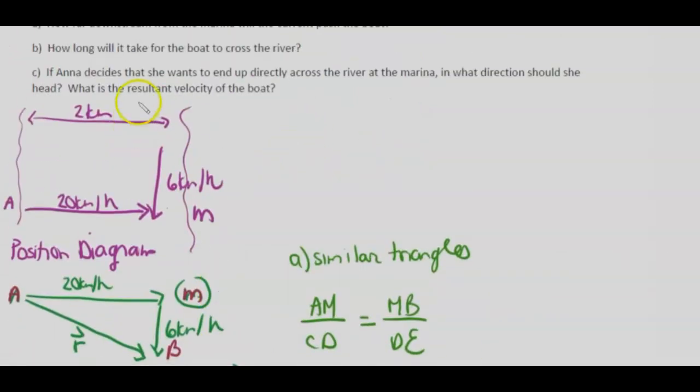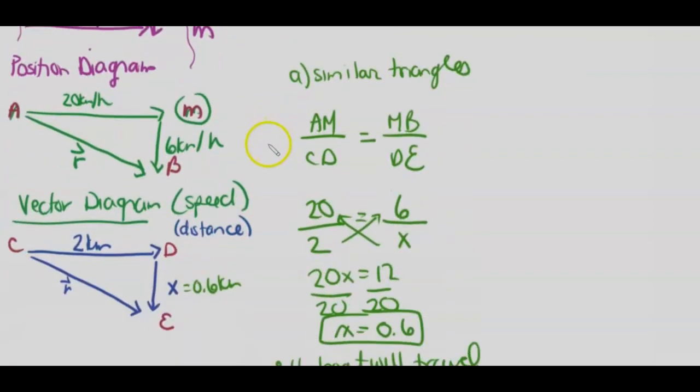Okay, so B, how long will it take for the boat to cross the river? So first what we want to do is find the resultant number of kilometers. We're going to try to find vector CE. The magnitude of vector CE squared is going to equal, and this is just Pythagorean's theorem, the magnitude of vector CD squared plus the magnitude of vector DE squared.